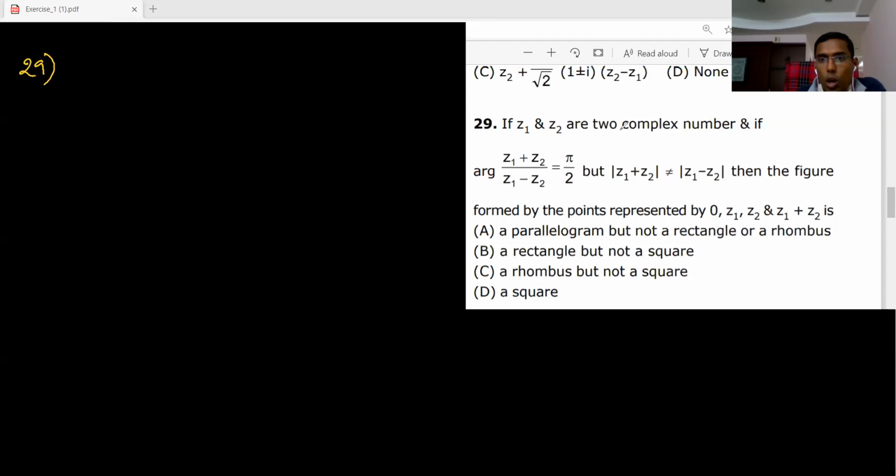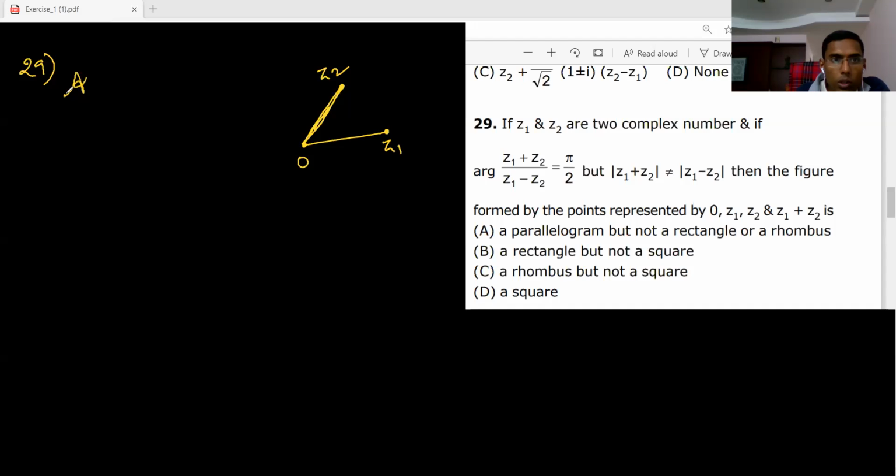If Z1, Z2 are two complex numbers and the arguments of Z1, Z2 are given. Okay, now let's take this as the origin. Let's say this is Z1. Okay, let's say this is Z2. Assume like that.